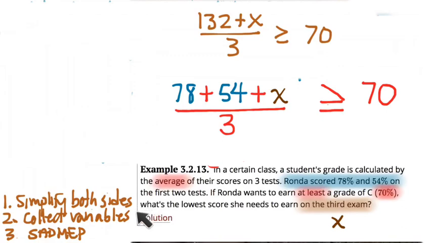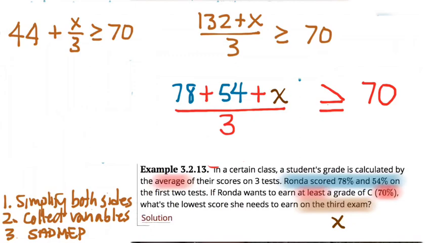It was to use the very same strategy as when we solve an equation, which is first of all to simplify both sides of that inequality. So on the left-hand side, we simplified that out by breaking out the 132 divided by 3 plus the x over 3, and so we ended up with this. And then the simplify both sides step was done.